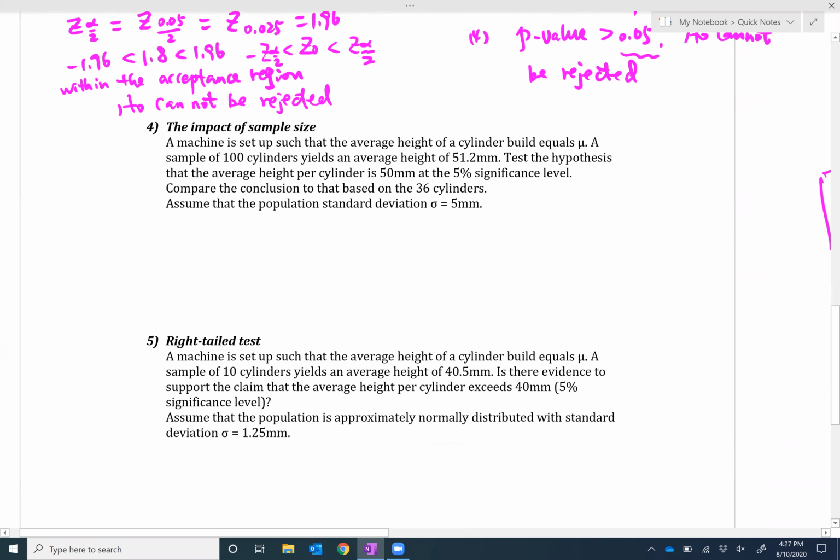Now let's have a look at the impact of the sample size. Because we have already talked about the p-value approach and the classical approach, we can do it in either way. So a machine is set up with mean mu. Now we are going to collect 100 cylinders, and the height is different, giving a sample mean. We test the same hypothesis again at the same significance level, and then compare the conclusion to the one based on 36. Obviously, we need to formulate the null hypothesis first: mu equals 50, and H1, mu does not equal 50.